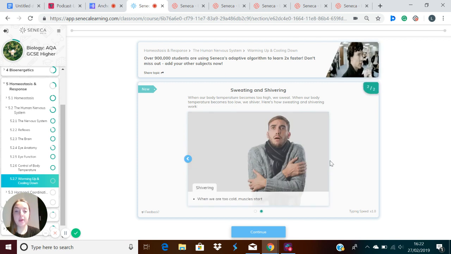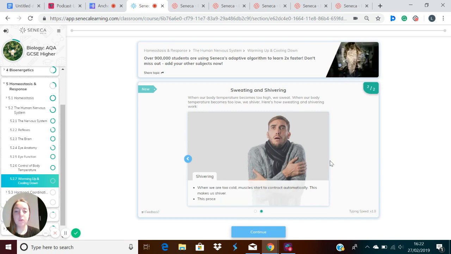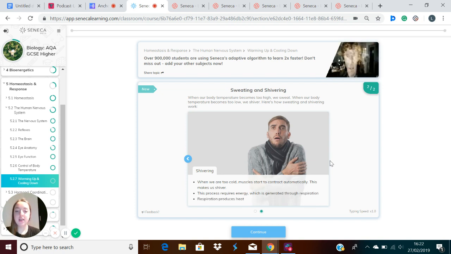We shiver when we are too cold, and muscles will start to contract automatically, which makes us shiver. So the muscles are contracting really fast. This process requires energy, which is generated through respiration. This chemical reaction in respiration produces heat. So when we shiver, energy is generated through respiration, and heat is produced, and this warms us up.